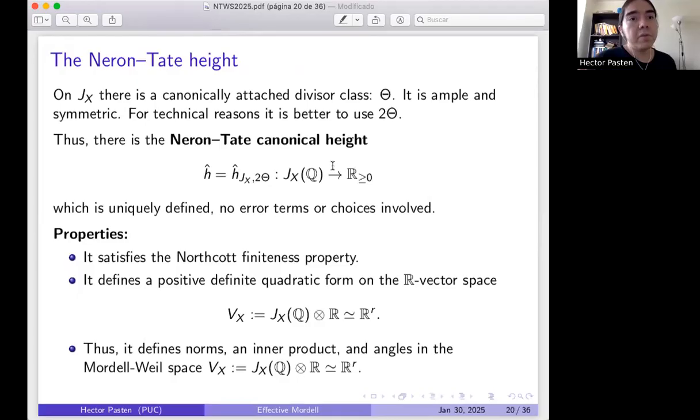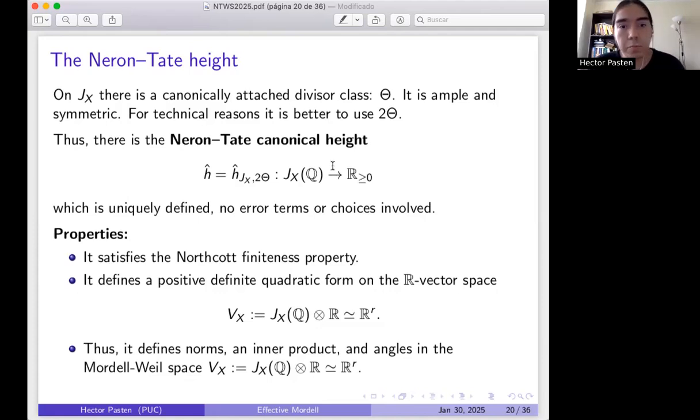And now in the Jacobian, there is a canonically attached divisor class, capital Theta, the theta class. It's ample and symmetric, and for technical reasons, I'm going to be using twice this class, not the class itself. And attached to it, there is the Néron-Tate canonical height on the Jacobian, associated to the divisor class 2Θ. This height is very good. It's really convenient and has some properties. First of all, it's canonically defined. There are no error terms or choices involved. It is what it is.